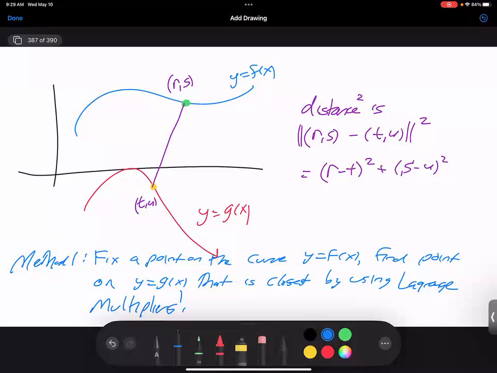So for each point on the blue curve, I can associate a number. How far are you off from the red curve? What's your closest distance to the red curve? For each point on the blue, I can associate a number: the smallest distance to the red curve. I want to find the smallest distance overall. For each point on the blue curve, I know the smallest distance to the red curve. What should I do?